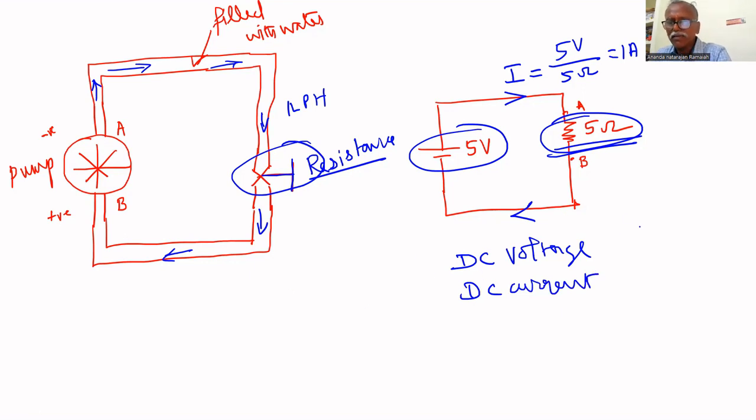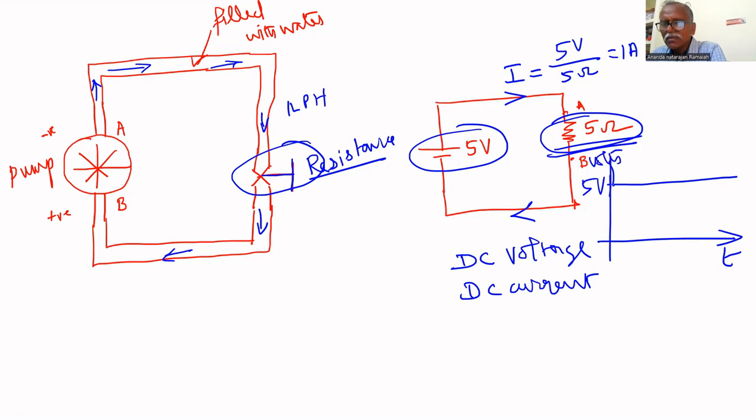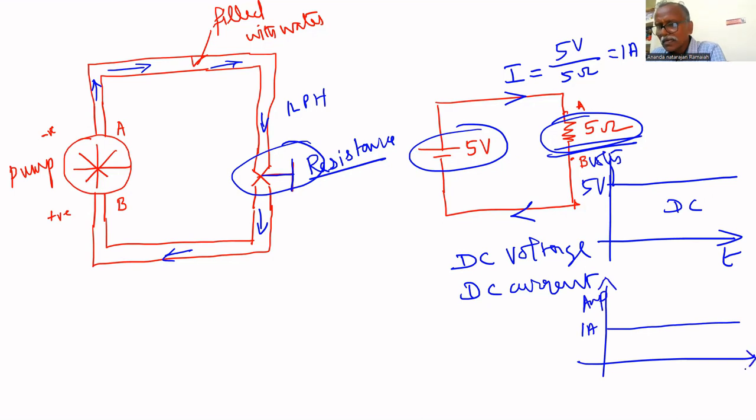Because if you plot time versus voltage, it is always 5 volt. The y-axis is in volts, the x-axis is time. The voltage across this resistance is always 5 volt. This is DC volts. If you draw the current for the same circuit, it is always 1 ampere, with ampere on the y-axis and time on the x-axis. This is also DC current. This is DC voltage. This is a DC circuit.